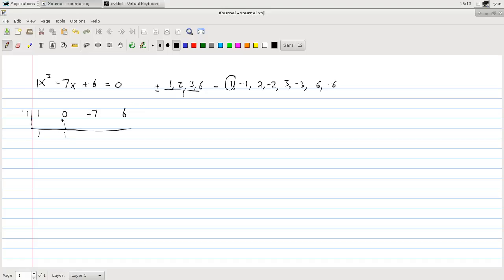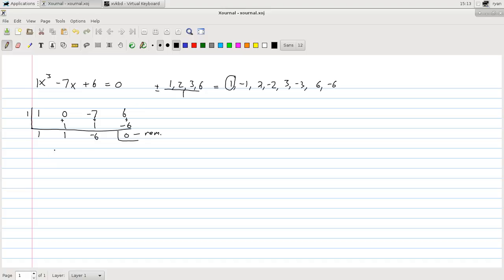Multiply again. 1 times 1 is 1. If we add these up, we've got negative 6. Multiply again. 1 times negative 6 is negative 6. Add these together, we get a remainder of 0. Right, this last term is the remainder. Since we have a remainder of 0, that says that yes, x equals 1 is a 0.